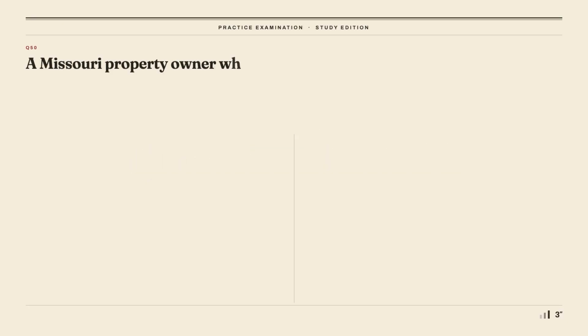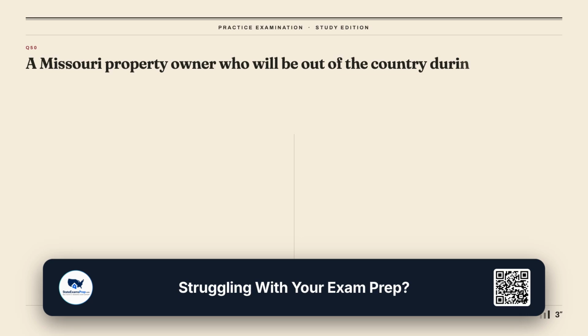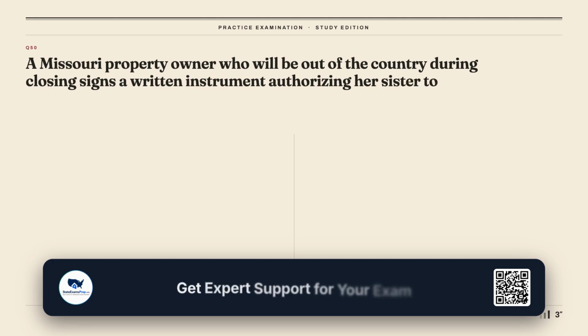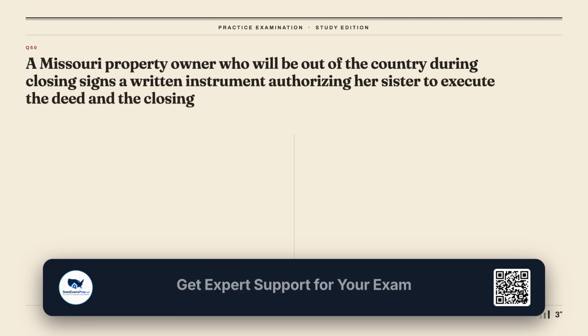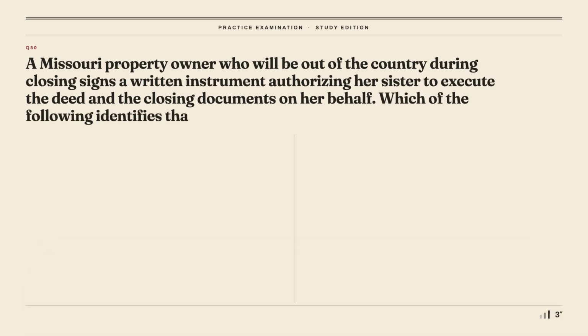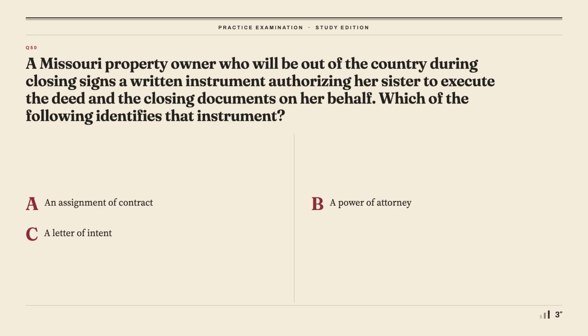Question 50. A Missouri property owner who will be out of the country during closing signs a written instrument authorizing her sister to execute the deed and the closing documents on her behalf. Which of the following identifies that instrument? Your options are A. An assignment of contract, B. A power of attorney, C. A letter of intent, D. An estoppel certificate. Take a second. Which answer would you pick?